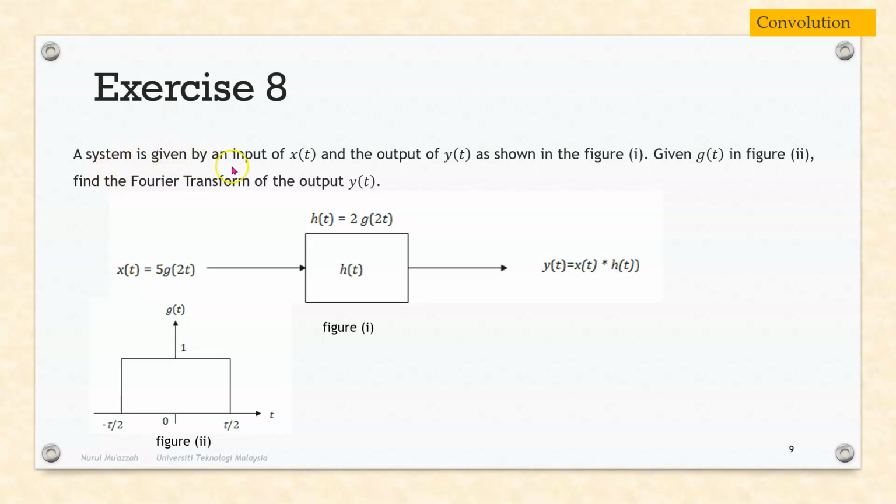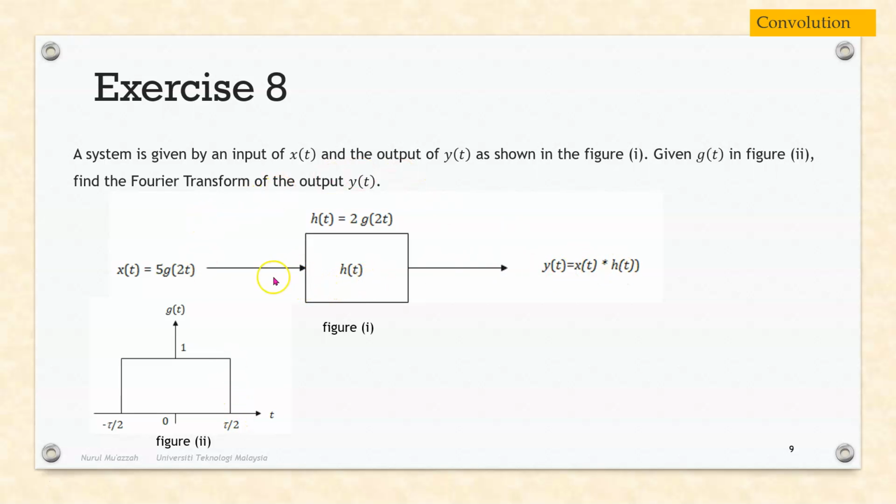A system is given by an input of xt and the output of yt as shown in the figure 1. So I hope you already understand the convolution process, which you have watched in the video from chapter 1 with the convolution in time domain. So now we are going to solve the convolution in frequency domain, which is using the Fourier transform properties. So given gt here as in the figure, which is the rectangular function, find the Fourier transform of the output yt.